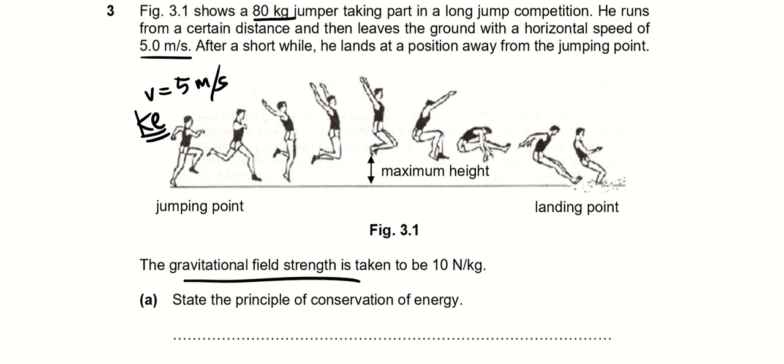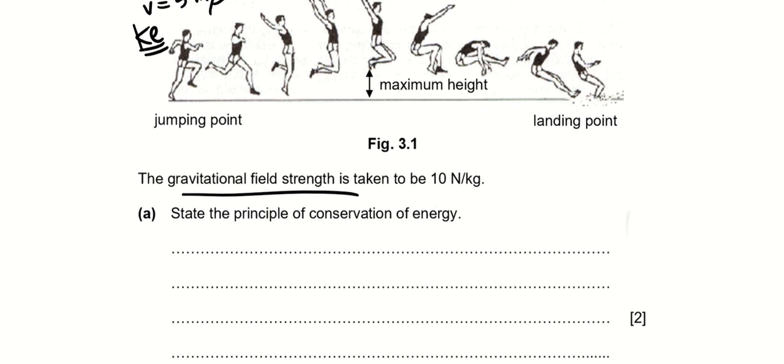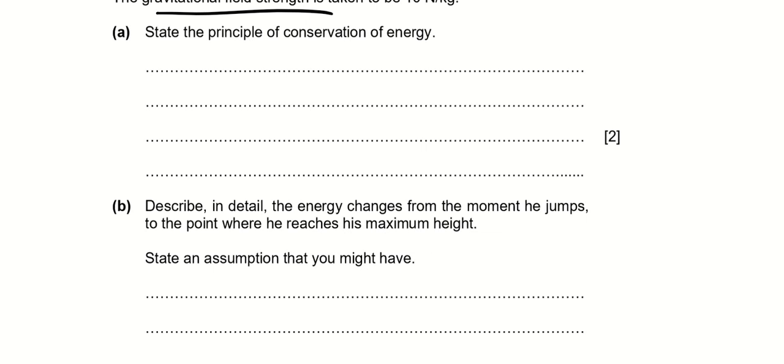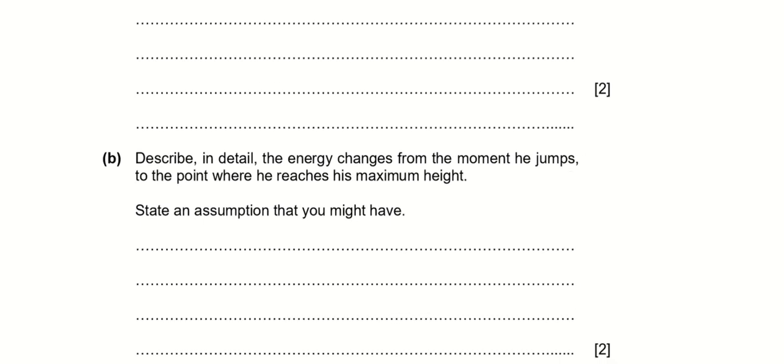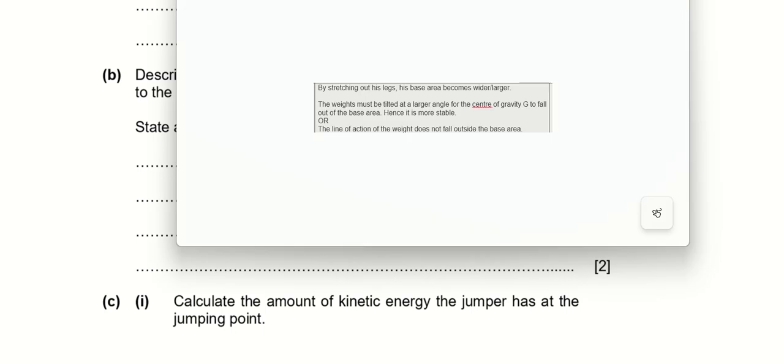The g is taken to be 10 newton per kg. State the principle of conservation of energy. This one can be found in our notes. Describe in detail the energy changes from the moment he jumps to the point where he reaches his maximum height. State an assumption that you have. Okay, so let's look at the answer.